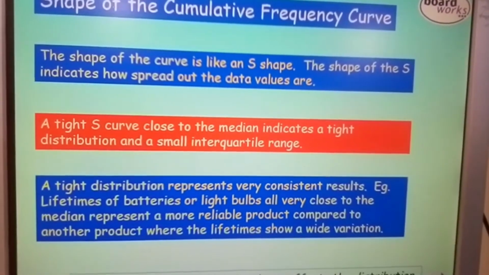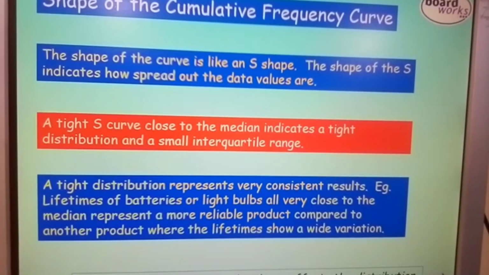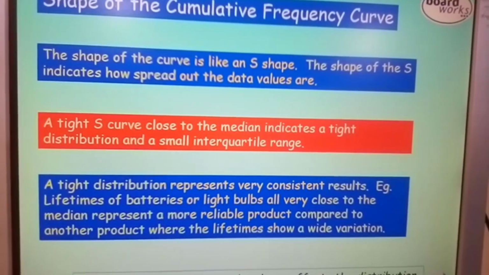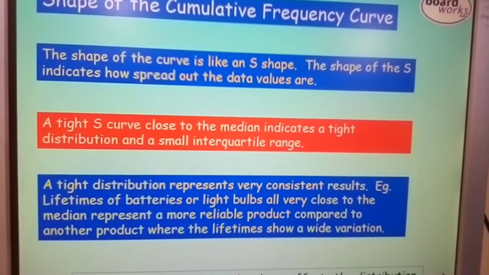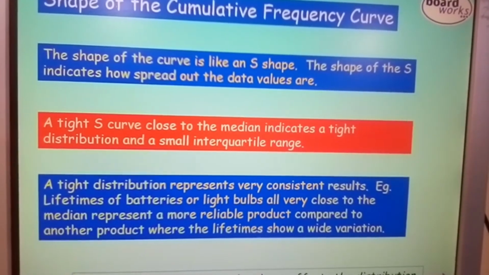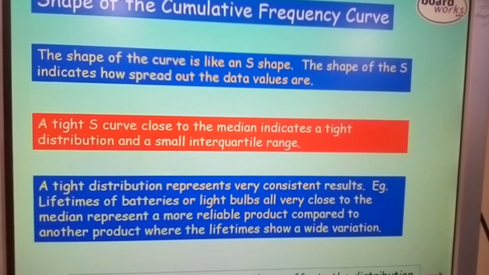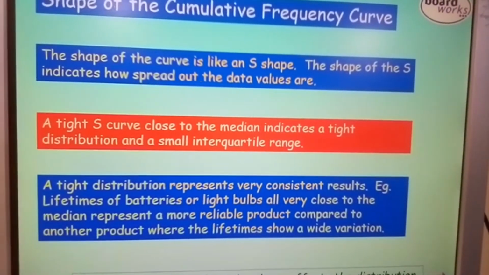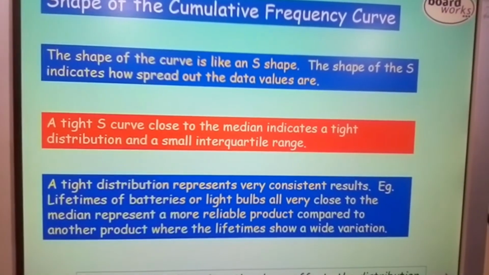Shape of the cumulative frequency curve. The shape of the curve is like an S shape. The shape of the S indicates how spread out the data values are. Now, a tight S curve close to the median indicates a tight distribution and a small interquartile range. A tight distribution represents very consistent results. Example: lifetimes of batteries or light bulbs, all very close to the median, represent a more reliable product compared to another product where the lifetimes show a wide variation.